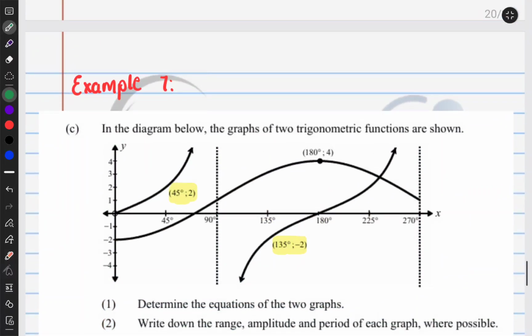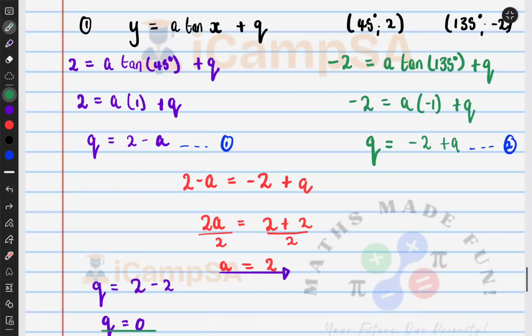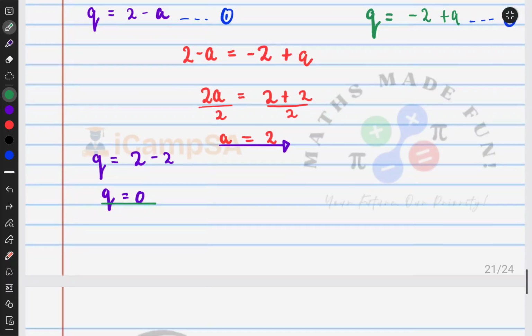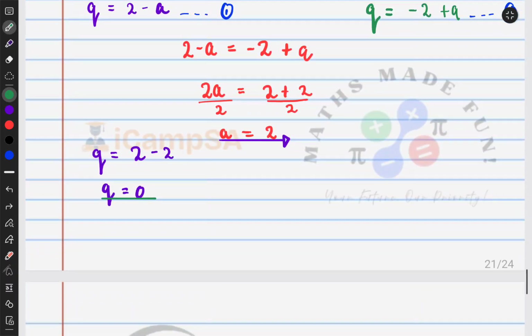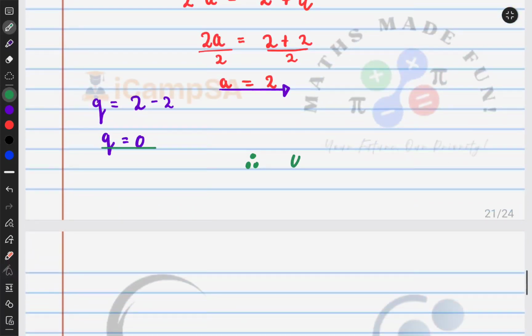up or down. As we can see, the function is in fact not shifted up and down. First things first, we were looking for the equation. Therefore, what is the equation? The equation is going to be y is equal to 2 tan x. That is the equation for the first function.